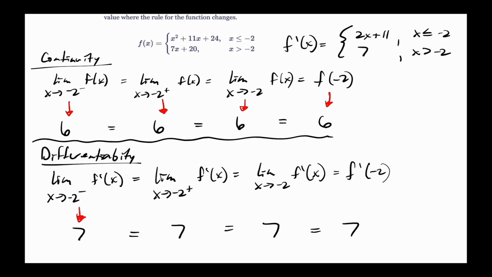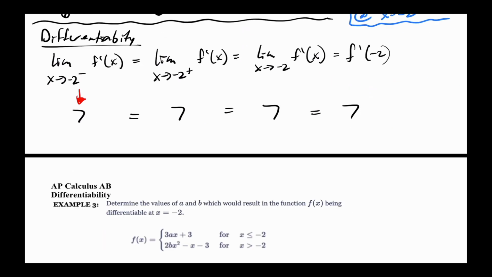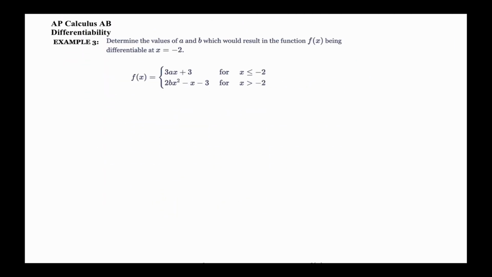So we would say this function is continuous and differentiable. F is continuous and differentiable at x equals negative 2, really everywhere, because that's the only spot where it could have been not continuous or not differentiable. Because before -2, at -2, and after, it's a parabola. Those don't have any discontinuity. And then below it is linear. Okay. All right, so now let's go to example number 3.